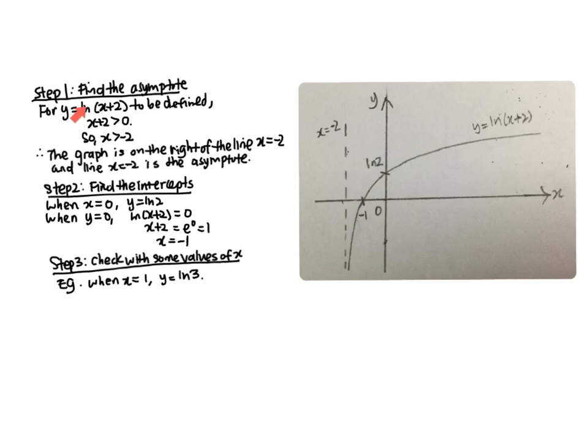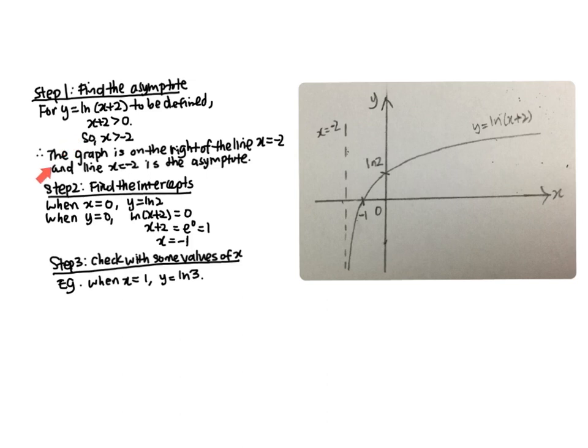Step 1. Find the asymptote. For y equals ln(x plus 2) to be defined, the expression within the logarithmic function has to be greater than 0. This gives x plus 2 greater than 0, so x is greater than negative 2.